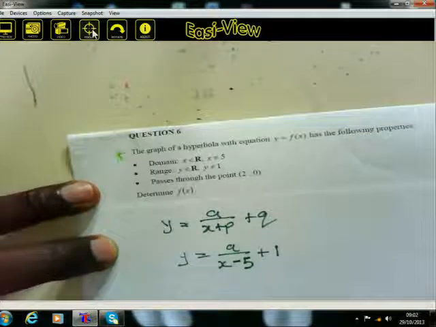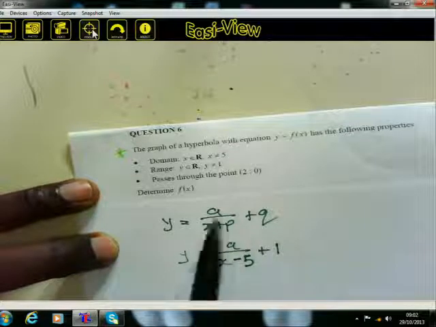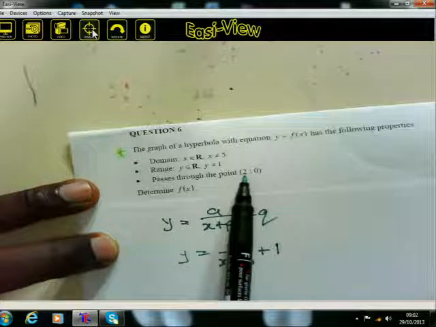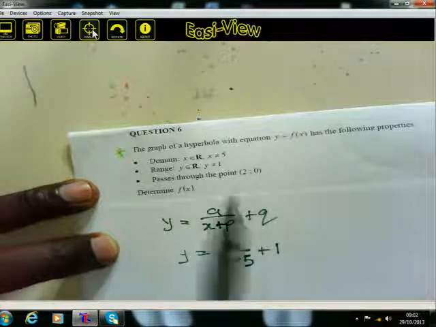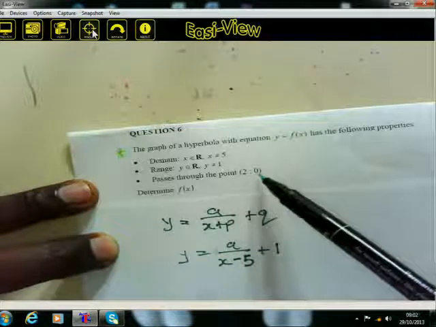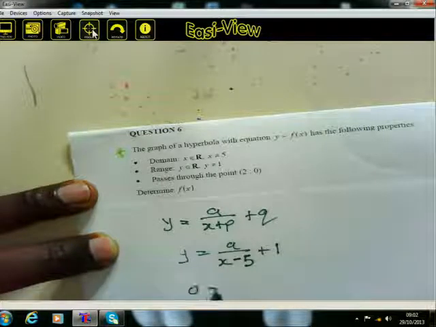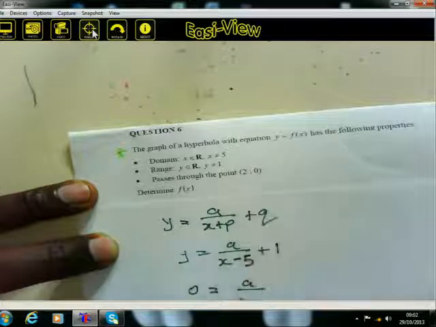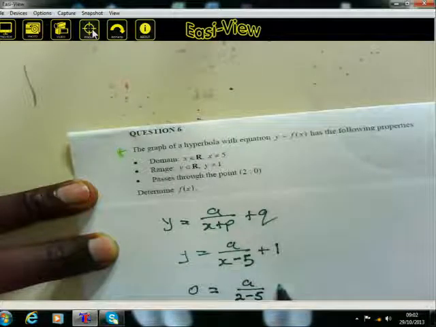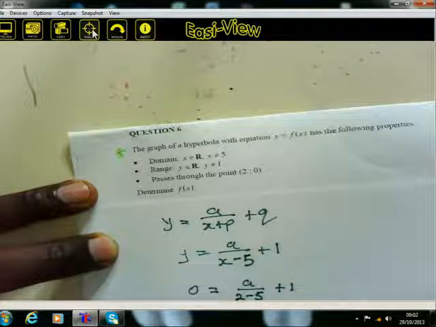Okay. Now we are still missing A. But we are given that it passes through the point (2, 0). Meaning this point is found on the graph. We have to substitute this point to get the value of A. Our y is 0, A over our x, which is 2 minus 5, plus 1. What do we have? We have 0 equals A over negative 3 plus 1.